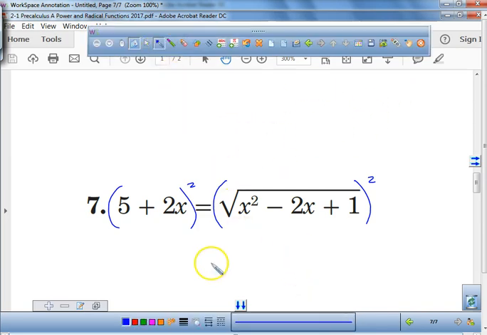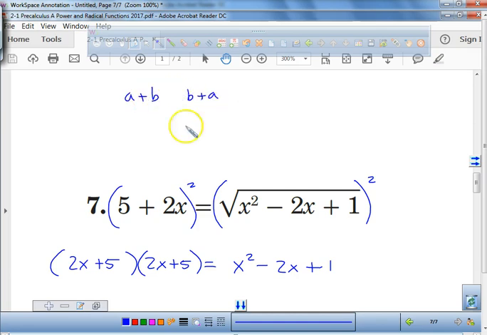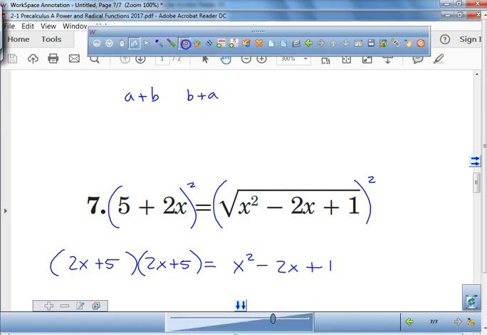So if I square both sides, I get x squared minus 2x plus 1 equals. Now, over here, I'm going to write 2x plus 5 times 2x plus 5. I'm just using the commutative property of addition, which is: if a plus b equals b plus a, that's the commutative property of addition. That's all I'm doing.